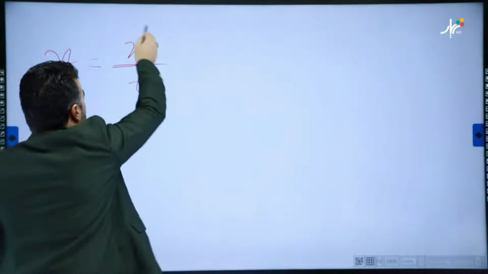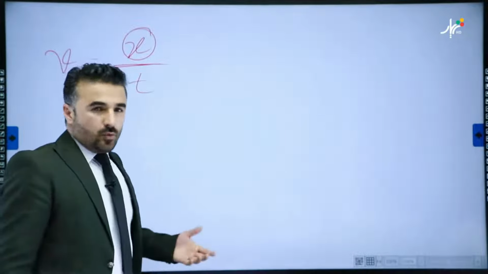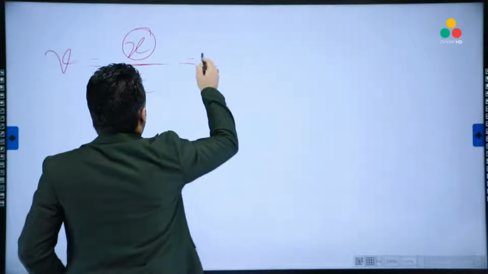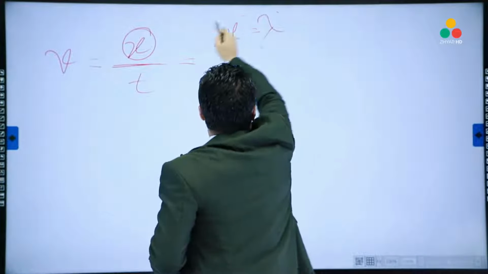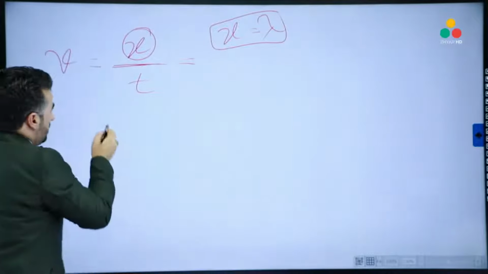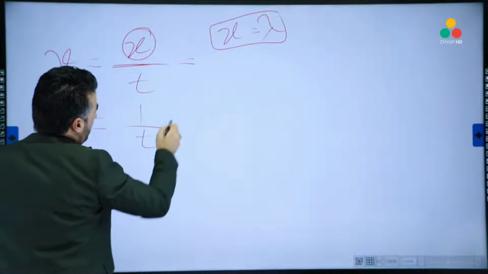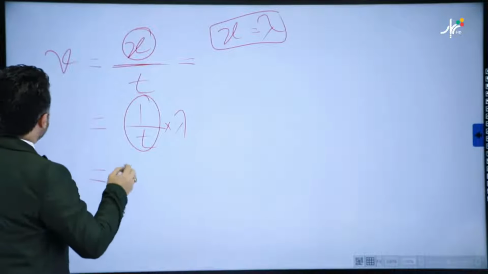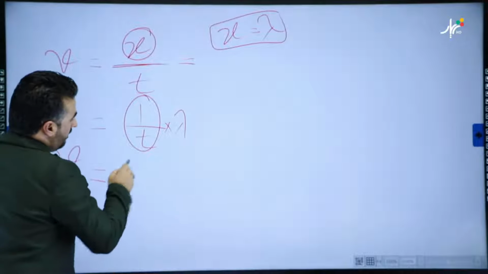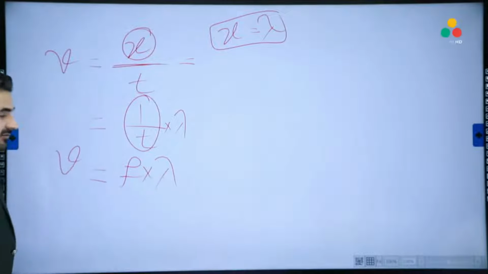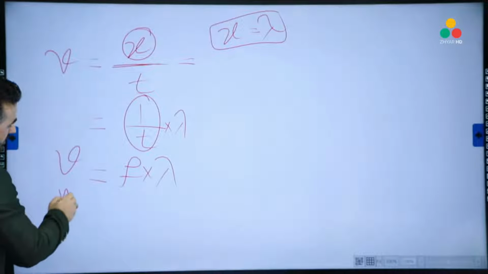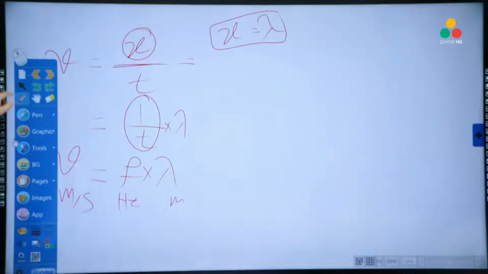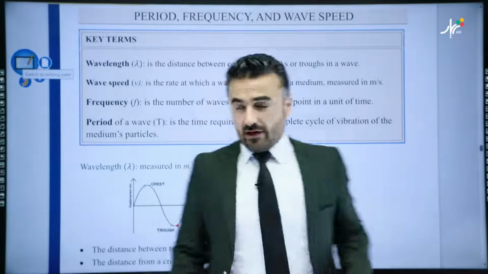But you do know that this x that we have, the distance that we have, is equal to the wavelength. So we can say x is equal to the wavelength here. We can rewrite this as 1 over t multiplied by the wavelength. But you do know that 1 over t, or 1 over period, is equal to the frequency. So the speed of the wave equals frequency times the wavelength. Wavelength times the frequency makes no difference. Speed is measured in meters per second, frequency in hertz, and wavelength in meters. Now that is all about this so far.